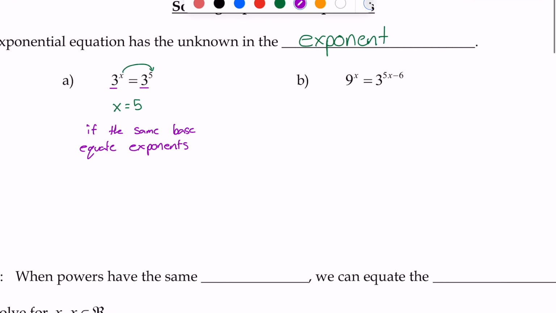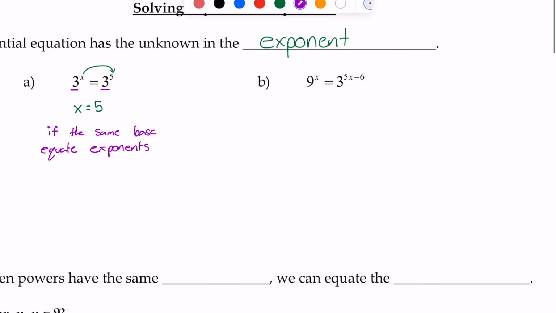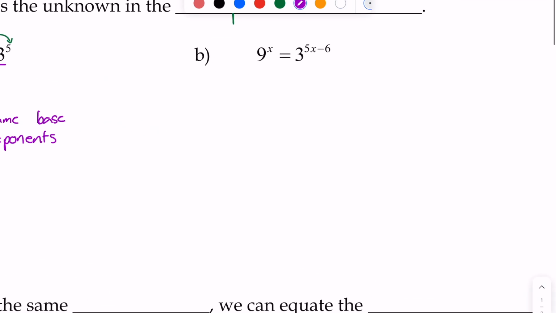Okay. What about B? Well, in A, we had the same base. But in B, well, we don't have the same base now. And clearly I have a 9 and I have a 3. But we need the same base, all right? We need to find a way to make the same base. So you need the same base.